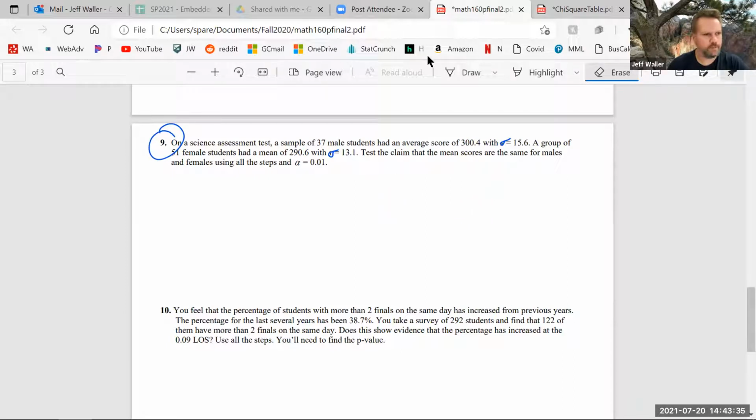What's your claim in this problem? In fact, even if you didn't do this, can you just tell me what the claim is? That the mean scores are the same for males and females? Yes. Because the men show up first, I'm going to call them 1, and then the women show up and I call them 2. So the mean for the men is the same as the mean for the women.